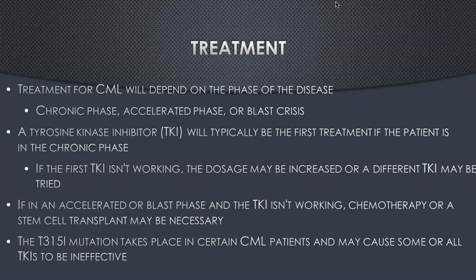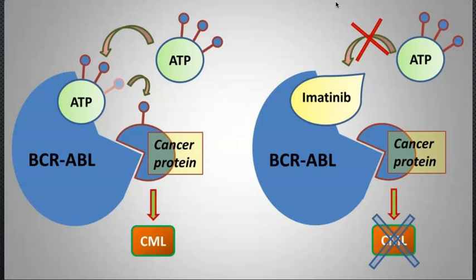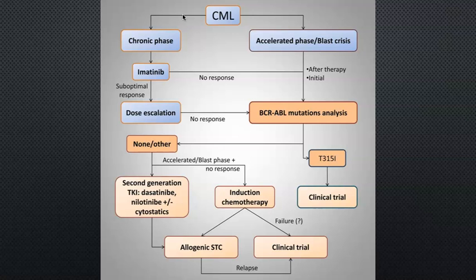or get a transplant. So here's a little picture of the BCR-ABL gene. Imatinib on the right over here is going to be the TKI that binds to the ATP site. So ATP cannot bind to the gene, and the cancer protein can't get energy to make more CML cells. So that's how that works.